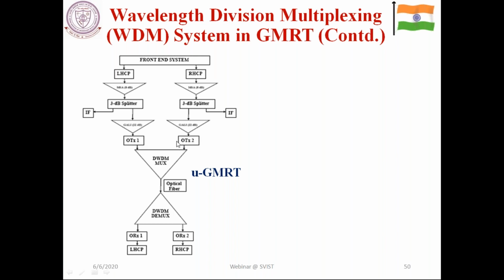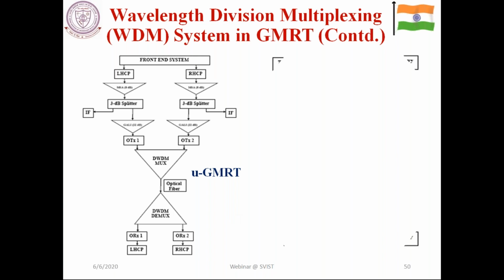I'm just naming them OTX1 and OTX2 to signify that they are two distinct transmitters. This is toward the transmitter end, and you have the DWDM multiplexer here, propagating through the optical fiber. At the receiver end, the signals are received and separated out by using two different receivers, ORX1 and ORX2.